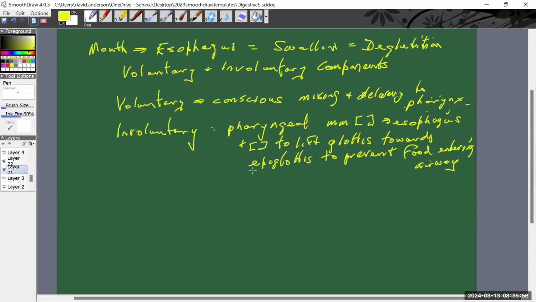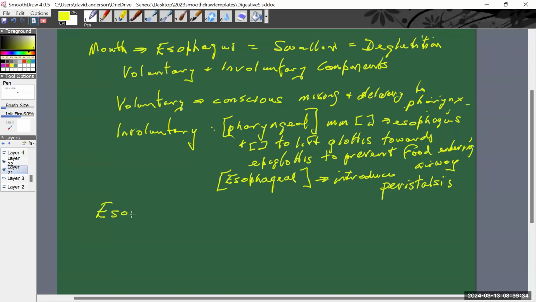And then we have the esophageal phase. The esophageal phase is going to introduce peristalsis. So that was that involuntary sequence of contractions that's going to result in propelling the food further along the digestive tract. Okay, so that brings us to the esophagus.